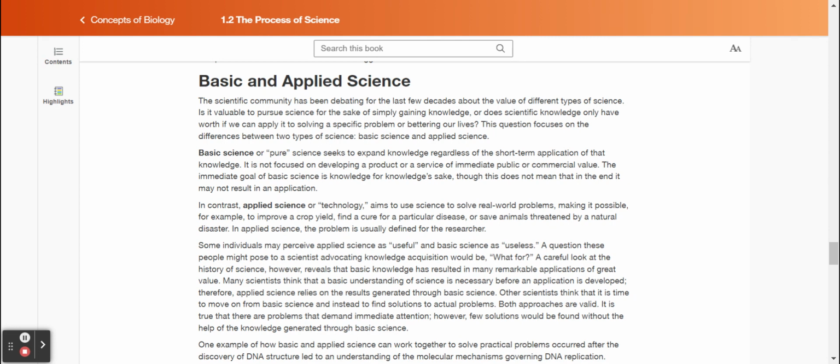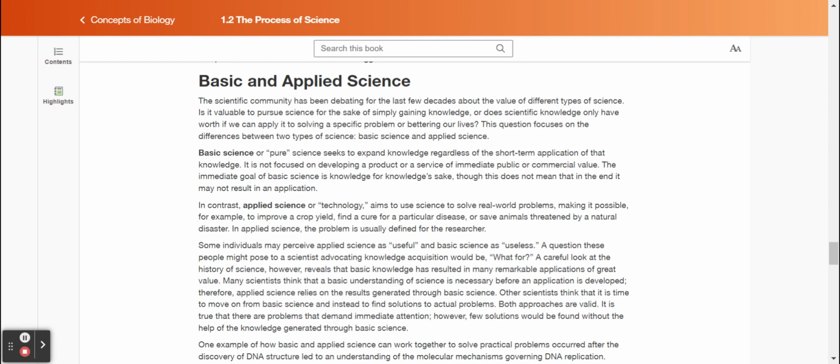Basic science, or pure science, seeks to expand knowledge regardless of the short term application of that knowledge. It is not focused on developing a product or a service of immediate public or commercial value. The immediate goal of basic science is knowledge for knowledge's sake, though this does not mean that in the end it may not result in an application.